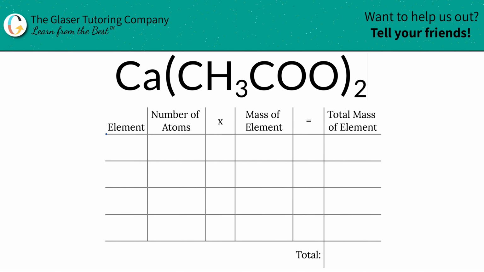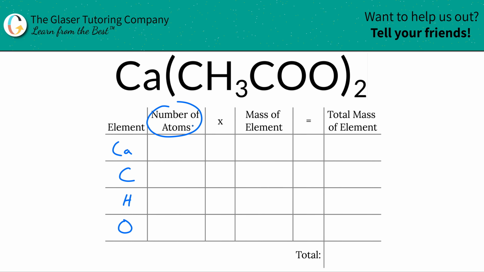So the first thing I'm going to do is write down the particular elements that I see in the compound. I see calcium here, so let's write calcium down, Ca. I see carbon here, but I also see it here. That's okay, it's the same carbon. Carbon is carbon, so I'm going to write carbon. I see hydrogen, and I see two oxygens, but I'm just going to classify that as one type of element.